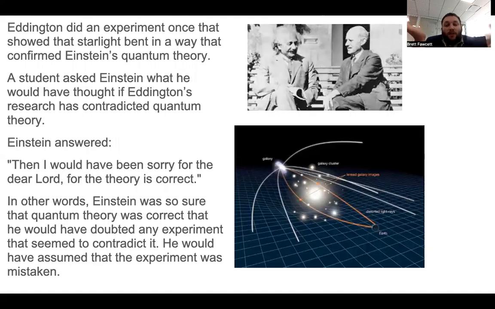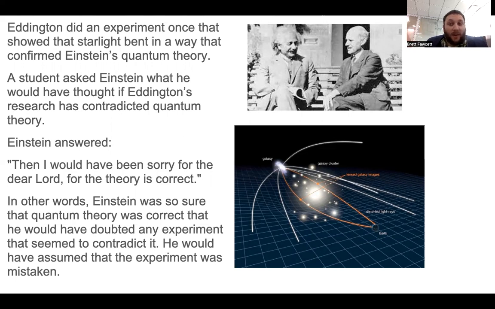So in other words, if you have an experiment or some evidence that contradicts the second law of thermodynamics, the problem is you did something wrong. You can never unseat the second law of thermodynamics. And Eddington himself actually did an experiment in an eclipse to show that starlight bent in a way that confirmed Einstein's theory. And a student asked Einstein, well, what would you have done if Eddington's experiment had not gone the way you wanted it to? Like, what if his research actually contradicted your theory? And Einstein's answer to this was, then I would have been sorry for the dear Lord, for the theory is correct. In other words, I would have been sorry for Eddington because he must have done something wrong.